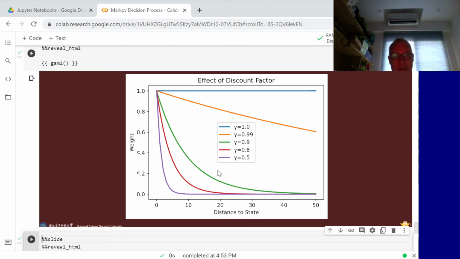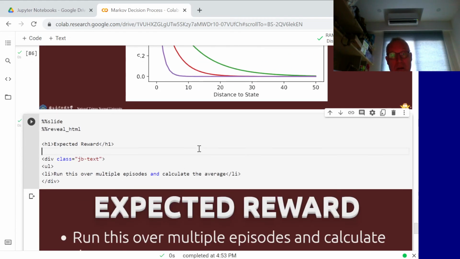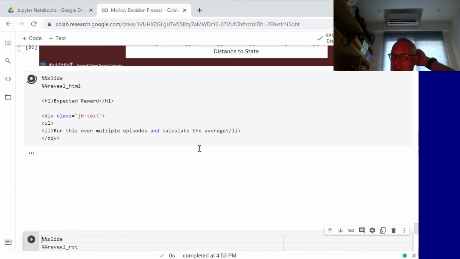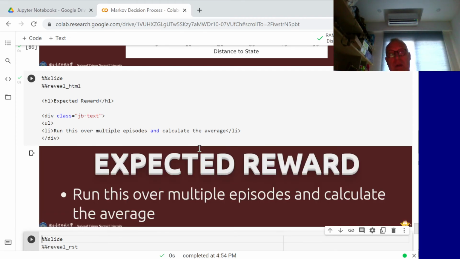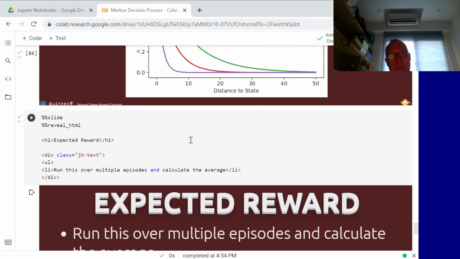And then just to make sure, the expected reward, we run this over and over again, and then we calculate the average, the expected value of that reward, because we have an active agent, an active policy that picks our actions.